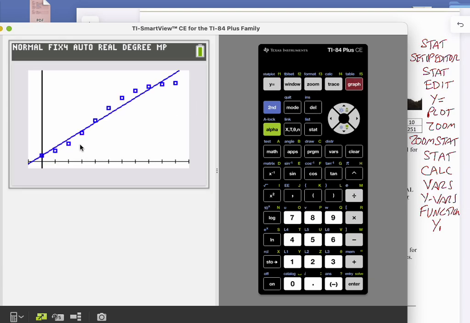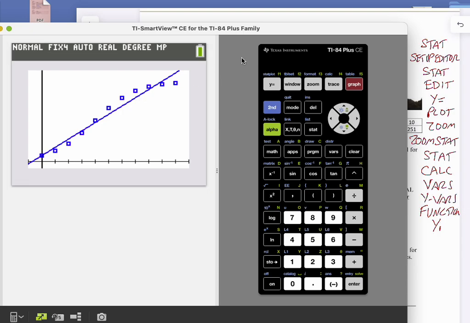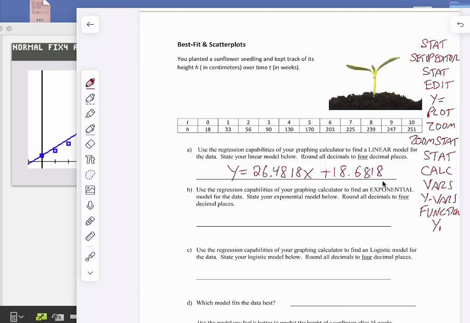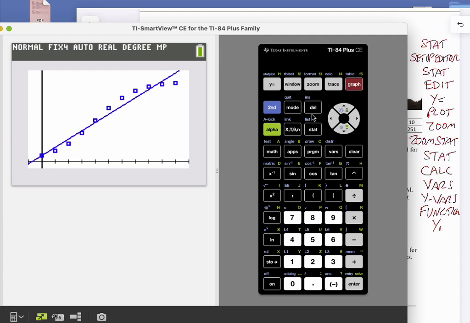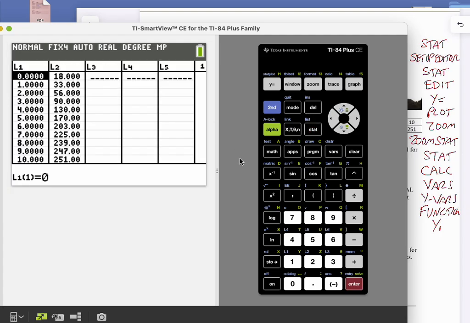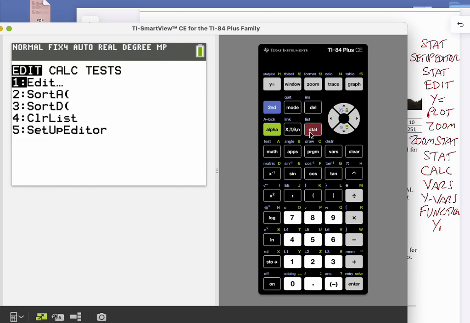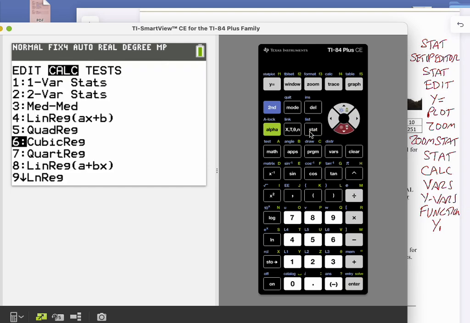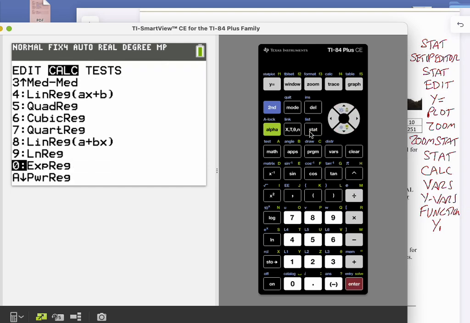And we could judge for ourselves whether we think it's a good model or not. All right, what's your opinion? Good, bad, okay? What do you think? No one has an opinion. Okay, well, maybe you think it's good, maybe you think it's bad. Let's try exponential, and we'll see what your opinion about that one is. So I do stat, I do calculate, and this time I select exponential.